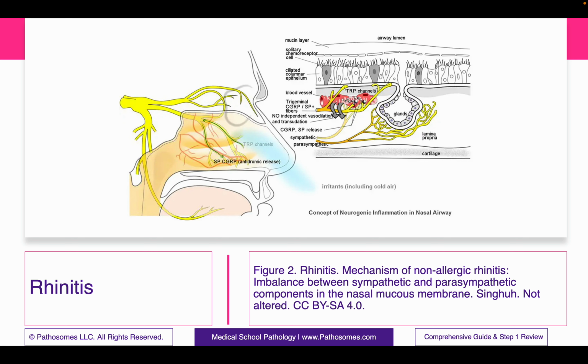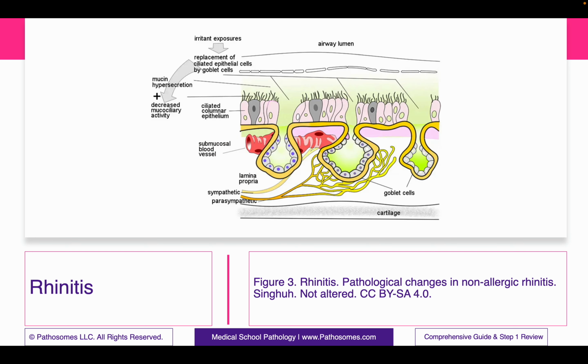With regards to rhinitis, the mechanism of non-allergic rhinitis is due to an imbalance between the sympathetic and parasympathetic components in the nasal mucous membranes. And there are certain pathological changes that occur in non-allergic rhinitis, which begin with an irritant exposure, then replacement of the ciliated epithelial cells by goblet cells, which leads to increased mucin hypersecretion and decreased mucociliary activity.